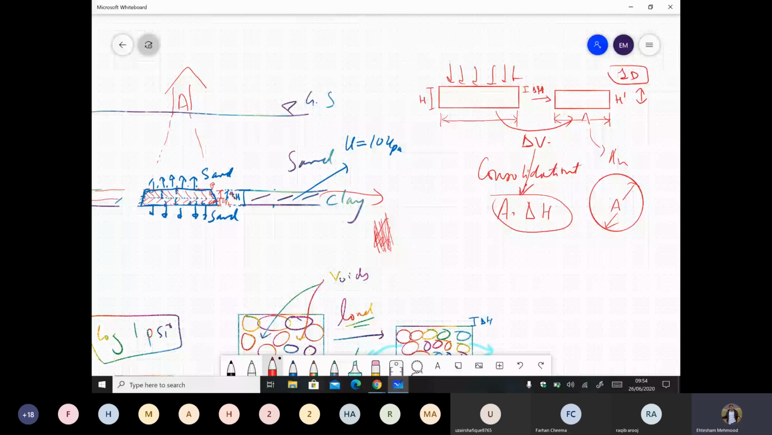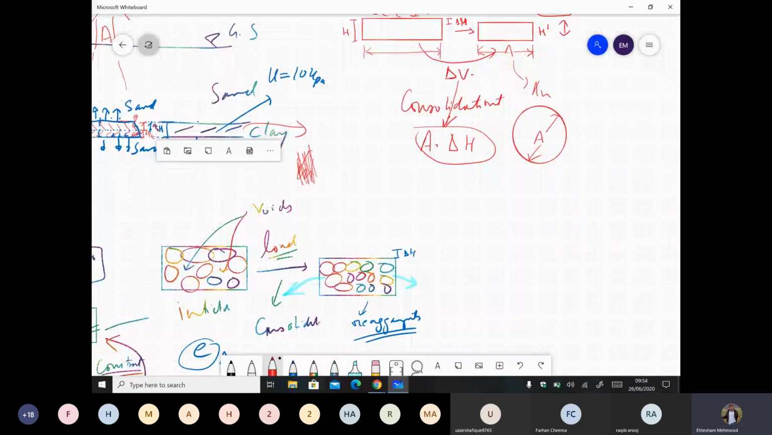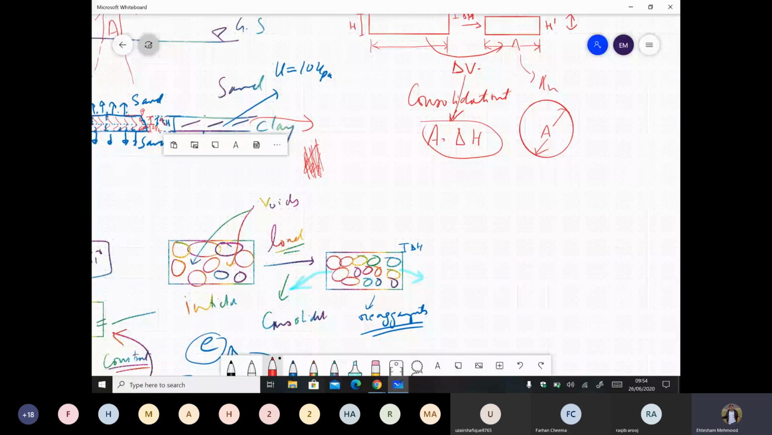Okay, is it clear? Yes, sir. Okay, now coming to your question, why we say that there is change in height of solids.